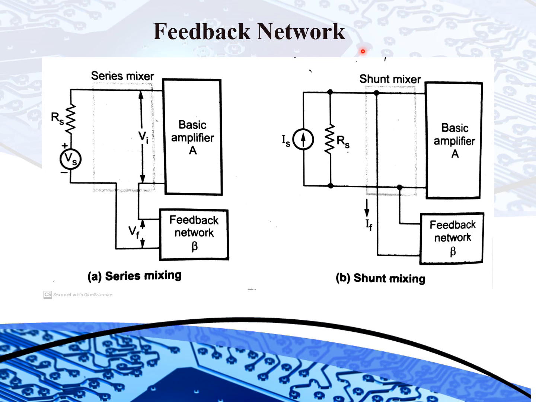The feedback network consists of components like resistors, capacitors, and inductors. Hence, it is mostly a resistive configuration. The output is a reduced portion fed back to the input signal, where beta is called the feedback factor or the feedback ratio.